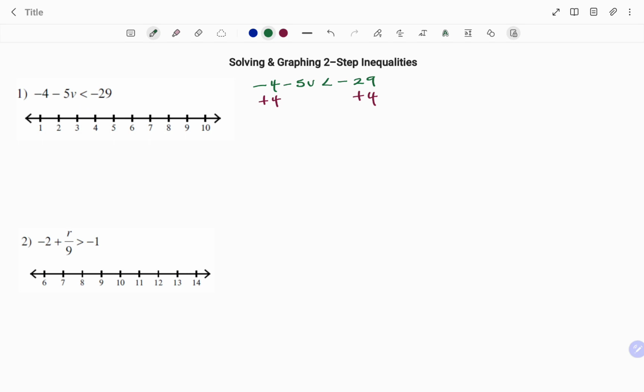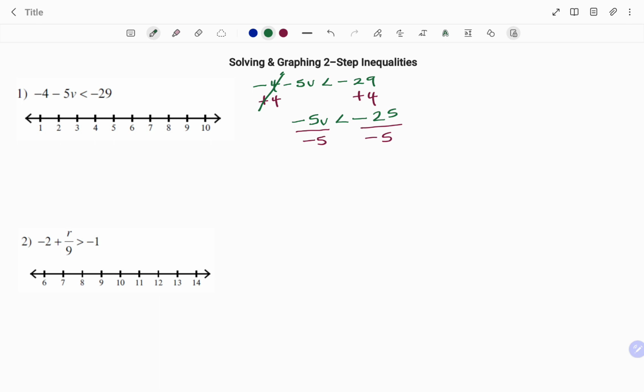what I will have is -4 plus 4 cancels out. I'm left with minus 5v less than, then I have -29 plus 4 will give me -25. The next step is to divide both sides by 5. So if I have -5v divided by -5, I'm going to do the same thing on my right hand side.